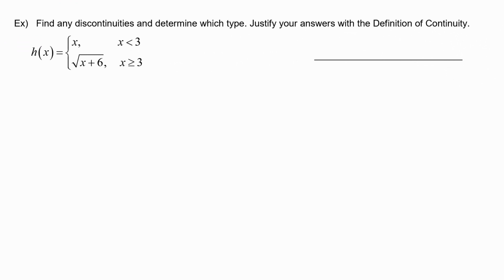In this example, find any discontinuities and determine which type. Justify your answers with the definition of continuity. We have a piecewise defined function here for h of x, and the changeover happens at x equals 3. So let's get that on our number line. Coming into 3 from the left, we would be using this piece of the function, which is x. And coming in from the right, we would be using this piece, which is square root of x plus 6.